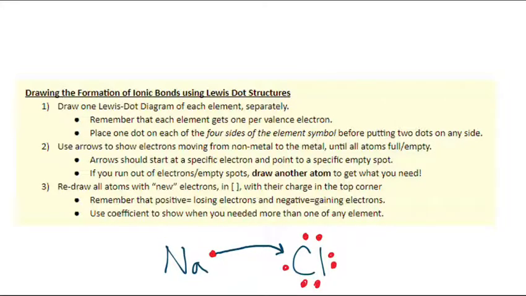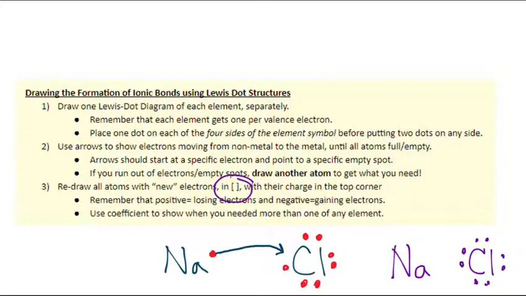So, sodium doesn't have 2 electrons, which is why that's not actually happening, but we will see that in some of our other examples. And never be afraid to just draw another one of the exact same thing, either one, depending on what you need. And then once all of our atoms are full and empty, we're actually going to redraw the same atoms, the same elements, sodium and chlorine, with their new electrons. So now sodium has no visible valence electrons here, and chlorine is completely full with 8.